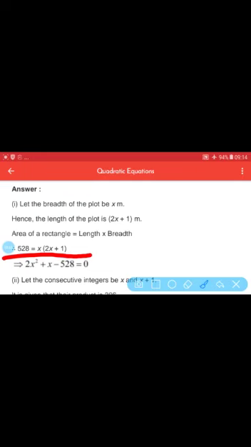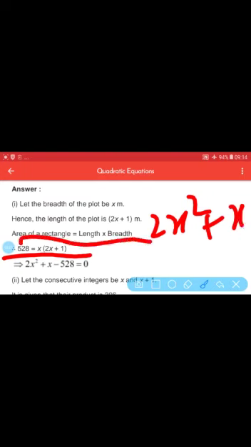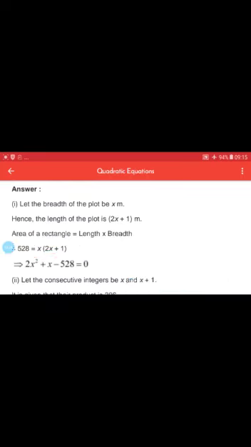So let us arrange it. It becomes 2x square plus x is equal to what? 528. So let us arrange it: 2x square plus x, and this 528 will go to that side. That becomes minus 528 is equal to 0. This is the form of the quadratic equation. Is that okay? Similarly, the second one, you try yourself.